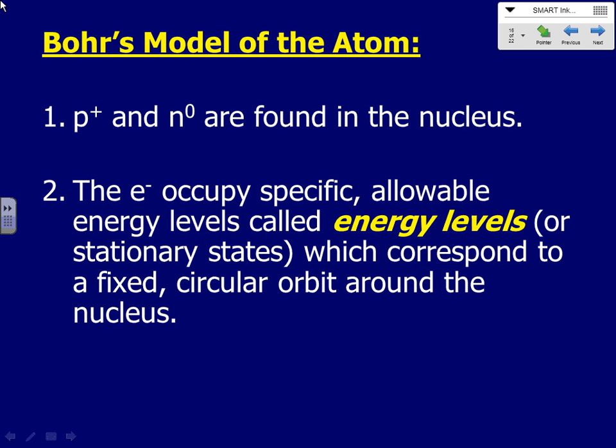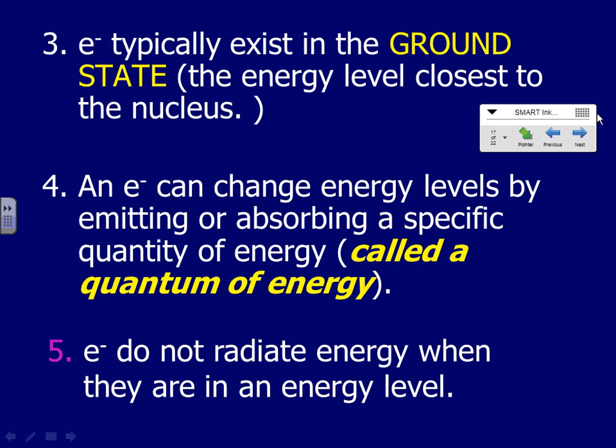So, Bohr's model: protons and neutrons are found in the nucleus. Here's the groundbreaking thing, here's his introduction. The electrons occupy specific allowable energy levels, called energy levels. That's fun, I like that line. Or stationary states, which correspond to a fixed circular orbit around the nucleus. Okay, so he's introduced energy levels. They come from quantization of the angular momentum, but mathematically, in the end, you get energy levels. And you guys know that the energy levels are there.